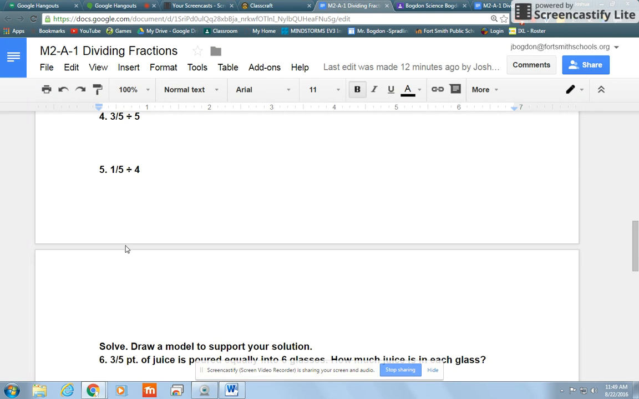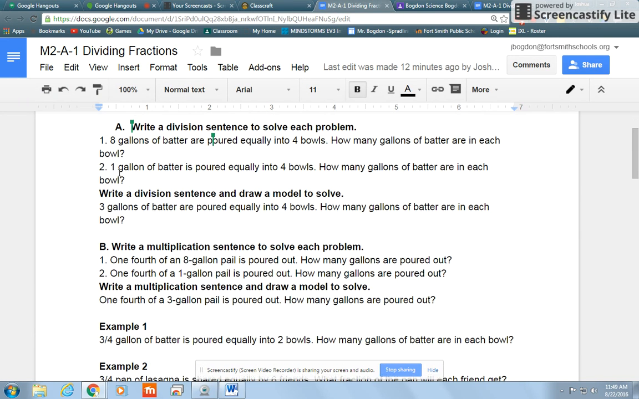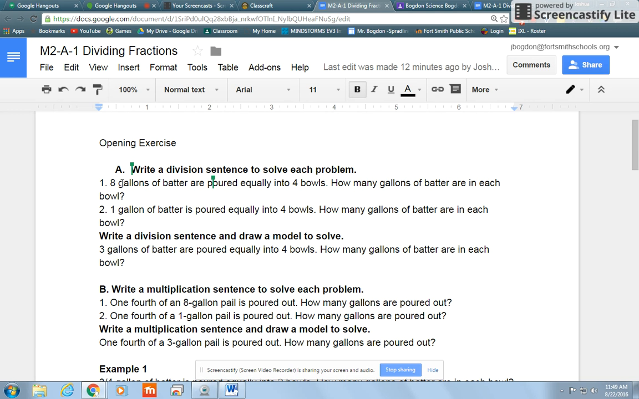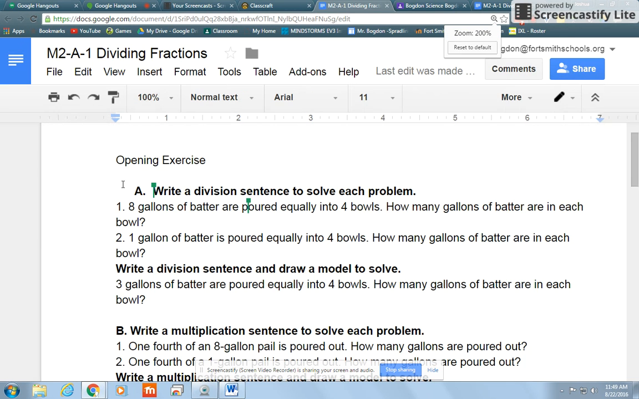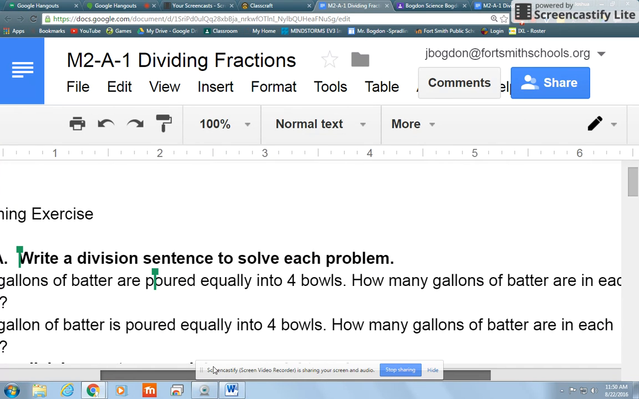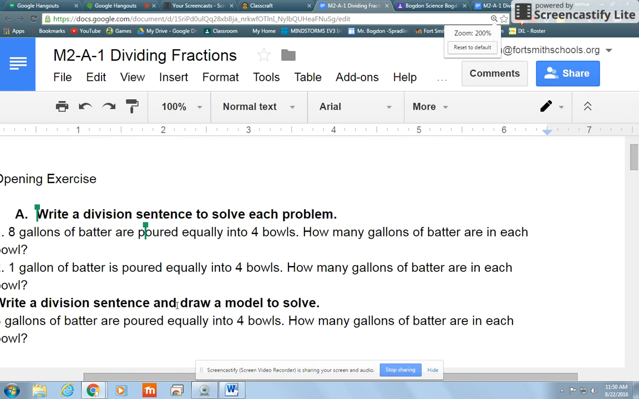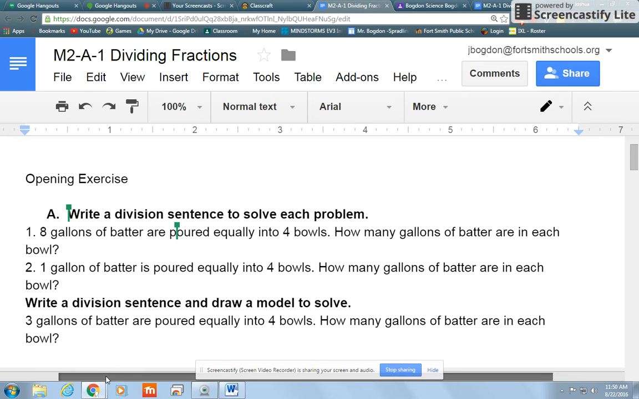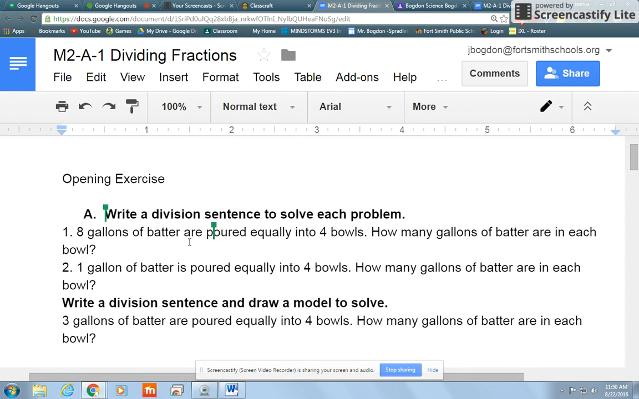So let's look at a different example. It says I have, let me make this a little bigger for you guys. And maybe too big. There we go, happy medium. So it says 8 gallons of batter are poured equally into 4 bowls. How many gallons of batter in each bowl?